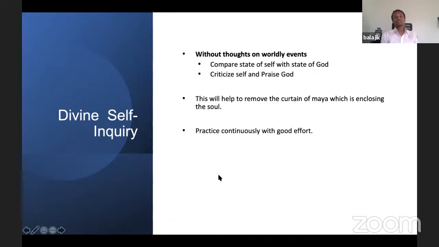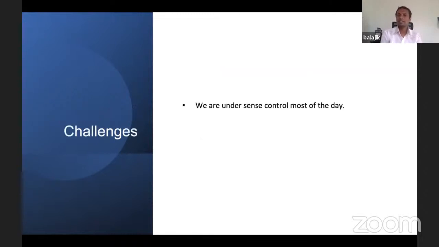And also it says you have to practice this continuously with good effort, because the continuity and effort make sense. Initially when we start to criticize ourselves or our shortcomings, it's kind of tough to criticize oneself. It's not going to come through. So practicing it continuously with good effort is really important, as said by Perumal. The challenge we might encounter is that we are under the control of the senses most of the day, so they might not listen during inquiry. We might always get distracted. So disciplines come to our rescue.